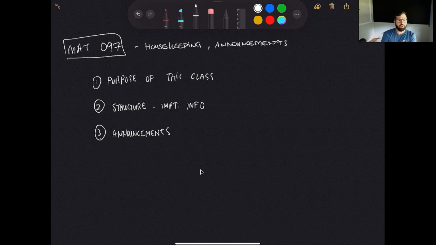So the structure of the class and important information. In general, this course is broken up into 4 modules. There's the first section, which is just fundamental algebra skills. Then we move into working with functions, and then specifically linear functions, which are like the most important function ever. And then in the 4th unit, we start to look back again at more advanced algebraic things, or algebraic structures. So there's 4 modules.